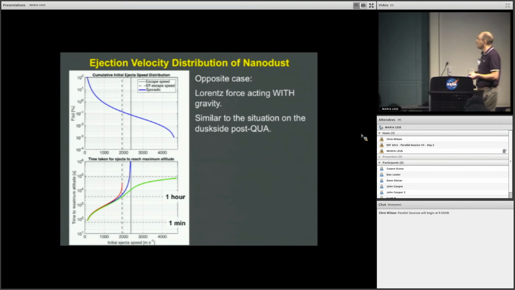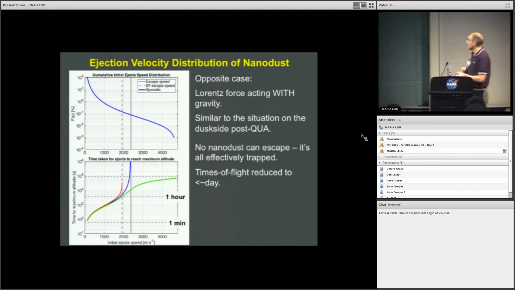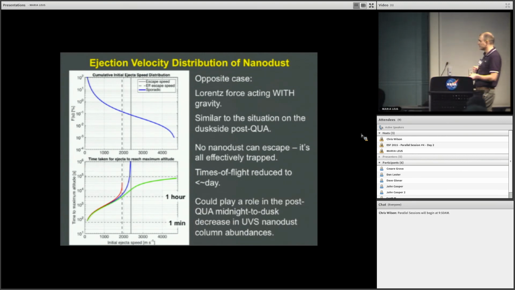Then if you consider the opposite case, where the Lorentz force is acting with gravity, that's similar to the situation on the dusk side of the moon after the quadrantids. You find that if the U field stays constant long enough, no nanodust can escape and everything is effectively trapped. It's this green line here, so nothing escapes. And you can get time of flight reduced to less than days for the very fastest particles.